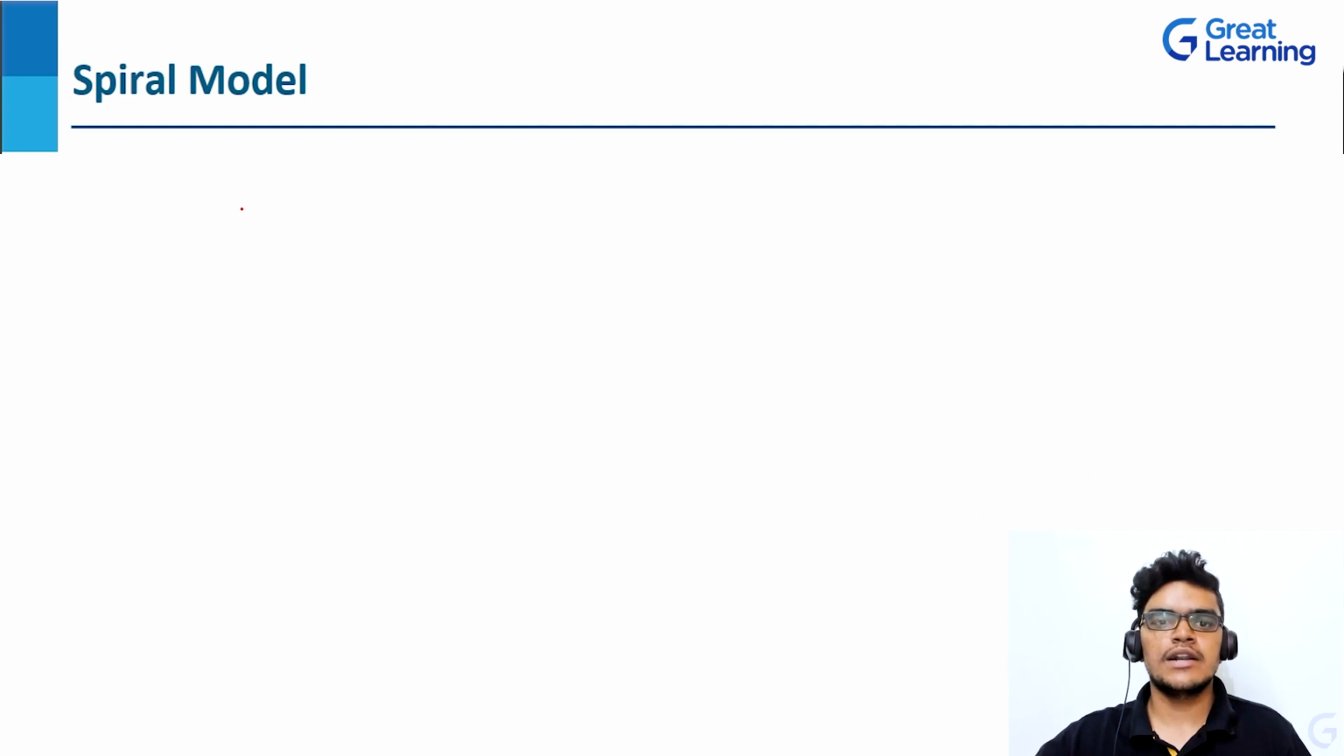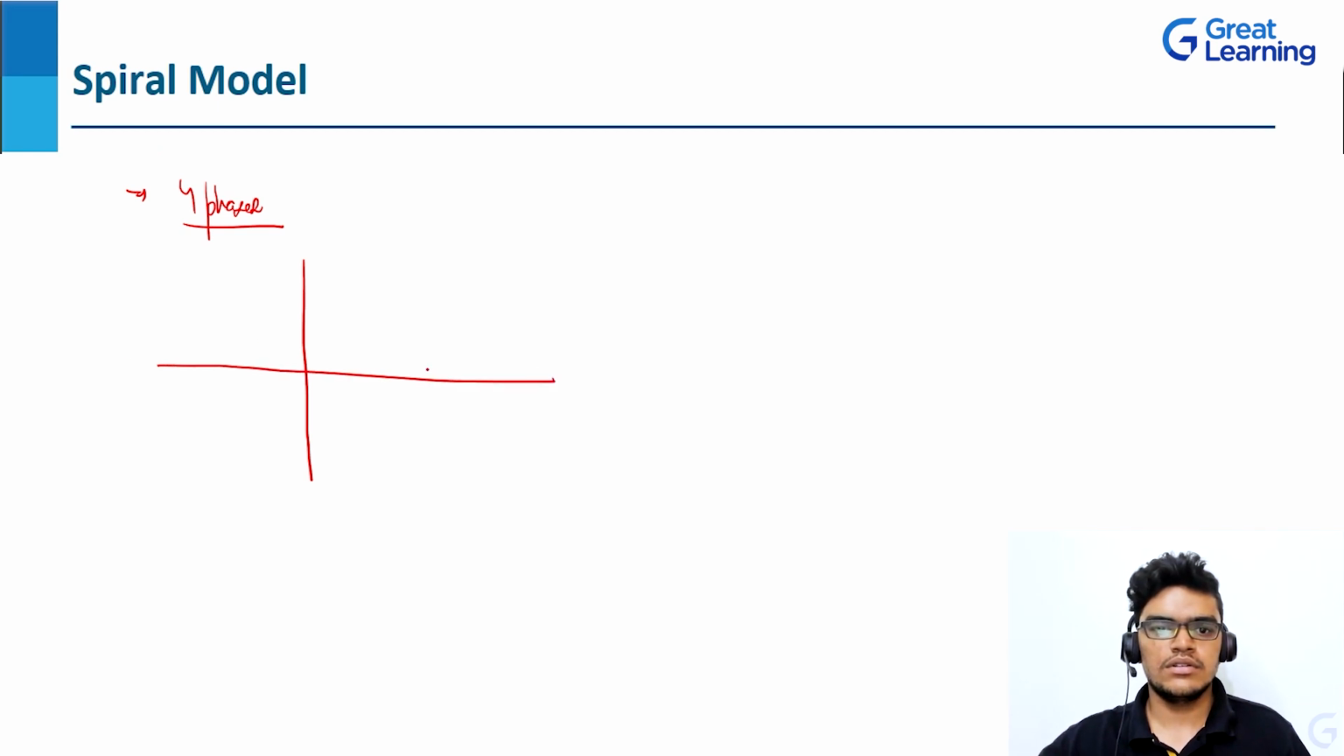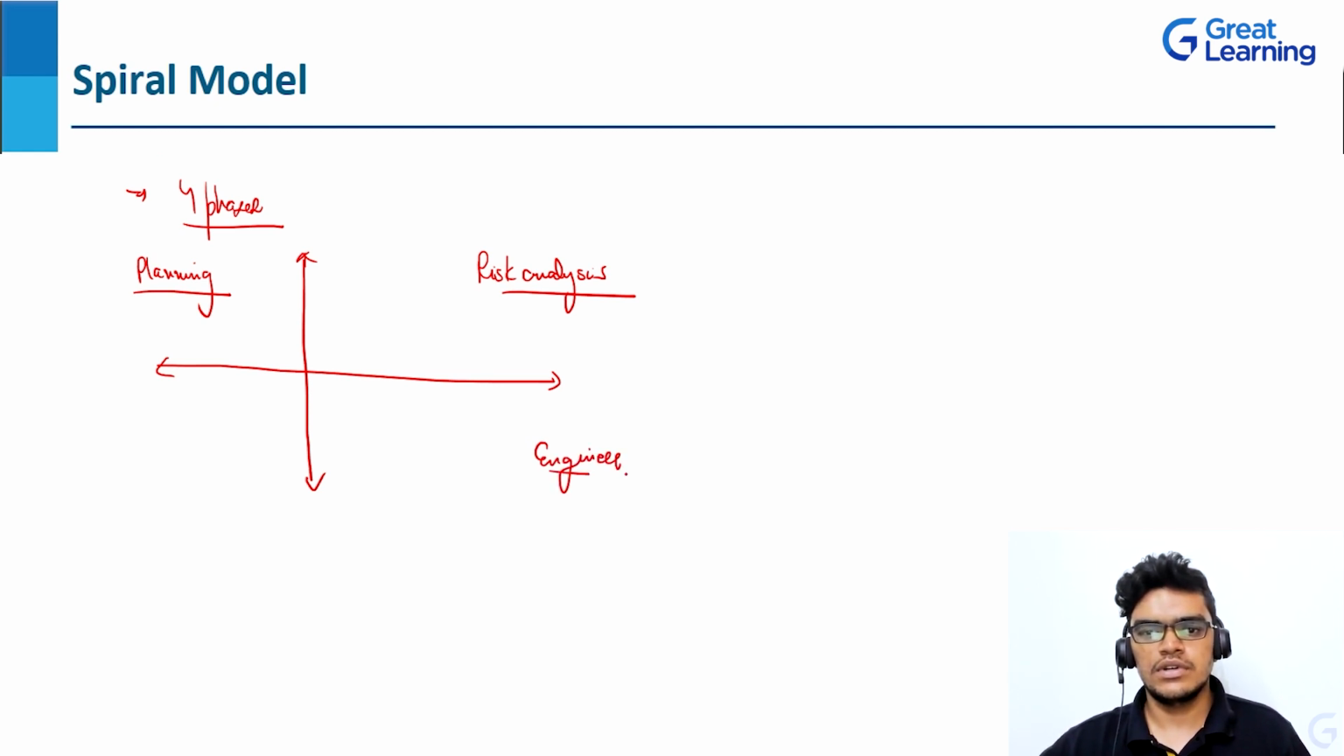Now let's understand the spiral model. The spiral model has four phases. We have here planning, so let me just write planning here. Then the next phase is risk analysis. The next phase is engineer. And at last we have evaluation.